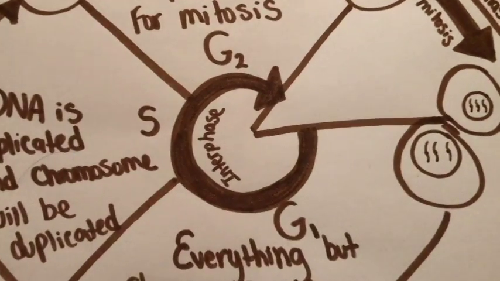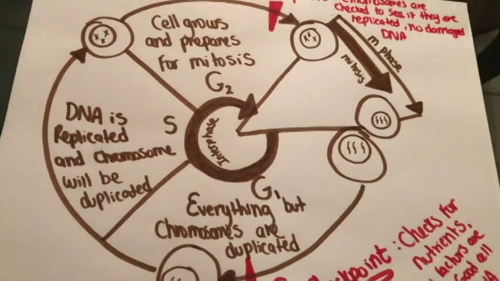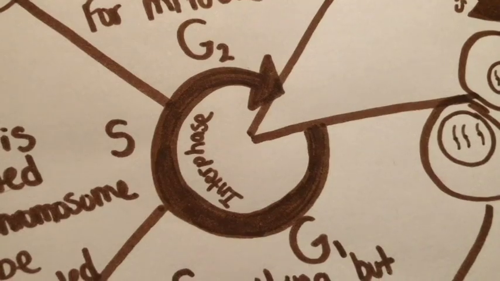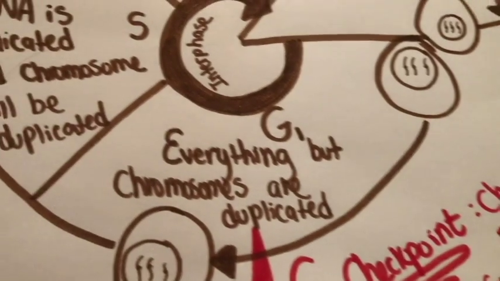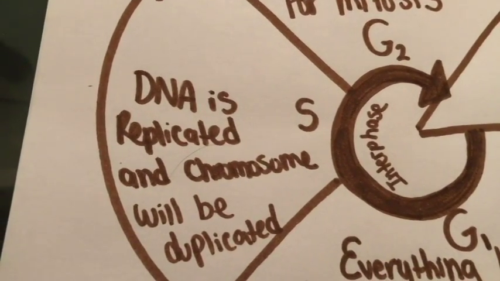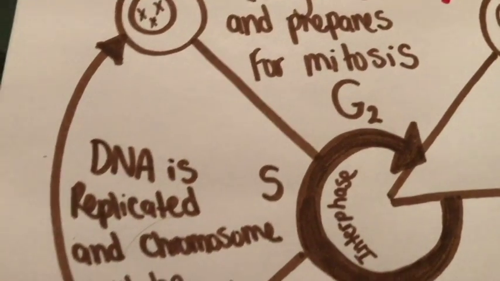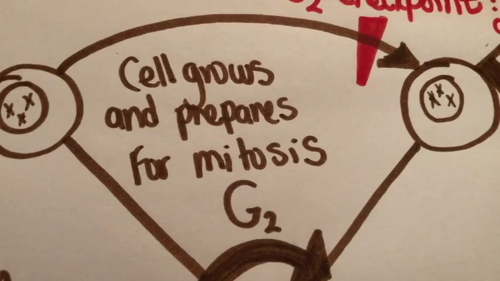Let's talk about interphase. Interphase is what is known to prepare the cell for division. There are 3 stages within the interphase. There is G1, where everything but the chromosomes are duplicated. There is the S phase, where DNA is replicated and the chromosomes will be duplicated. And then there's the G2 phase, where the cells grow and prepare for mitosis.